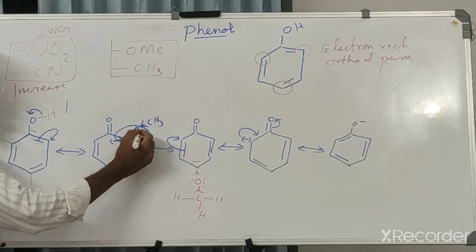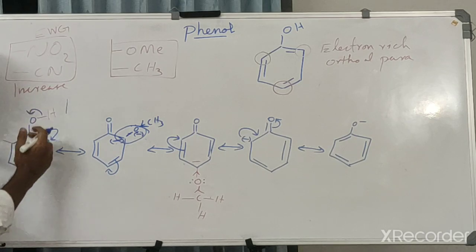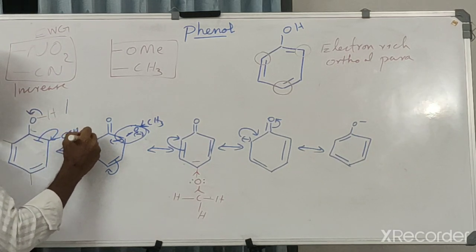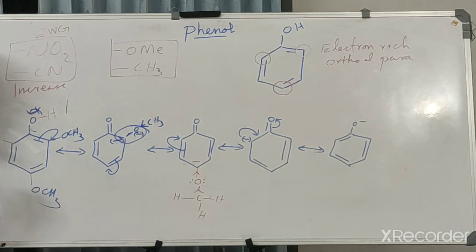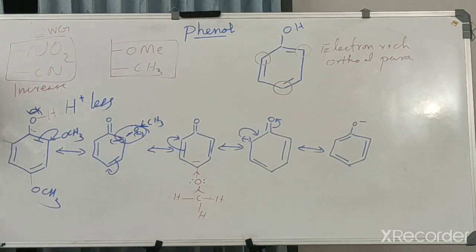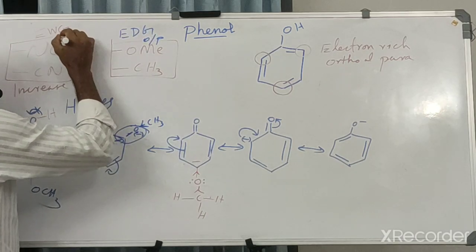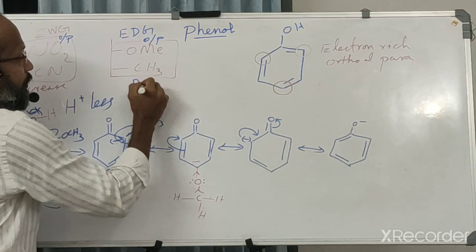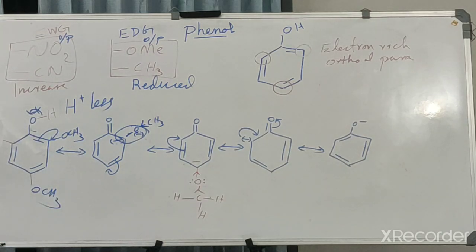But a methyl group at ortho and para positions will prevent the benzene ring from withdrawing this electron density. It means if methyl is here or methoxy is here, you won't get this oxygen-hydrogen bond cleaved. That means H plus availability is less. So electron donating groups at ortho and para positions will reduce the acidic nature of phenol in this situation.